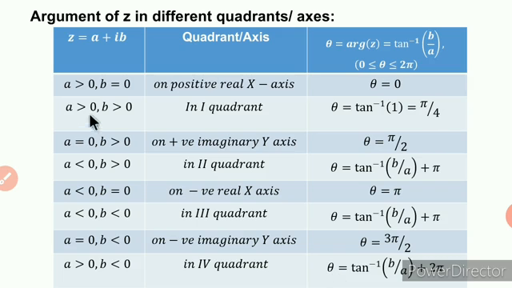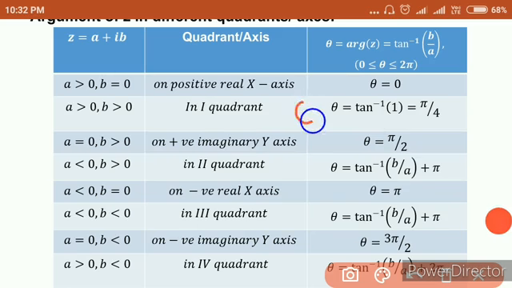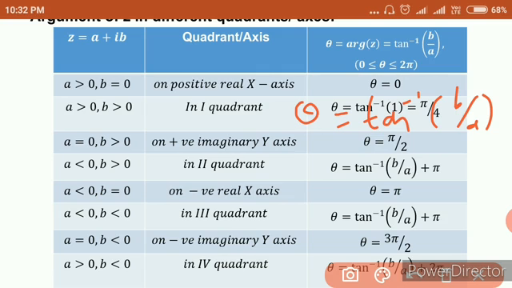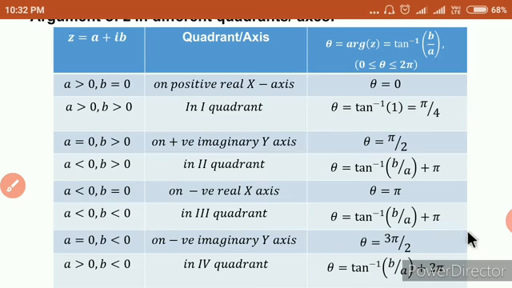Now students, make one correction here. Instead of pi by 4, in the second term we write theta is equal to tan inverse of B upon A. Make the correction here. Remember this. So these are the different values for the axis or quadrant and argument Z.